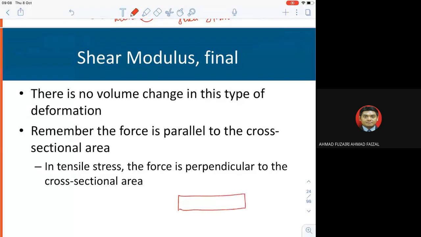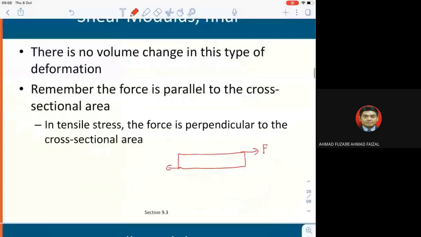Force we do is here, is force. So it becomes like this. So we may have a delta X. This one is H. This one is F. Okay, on top of it, this is cross-sectional area.